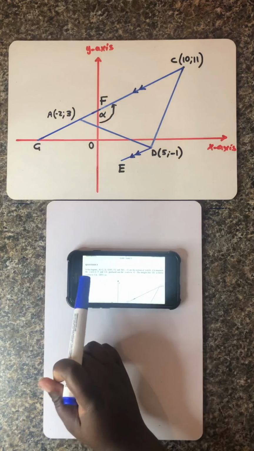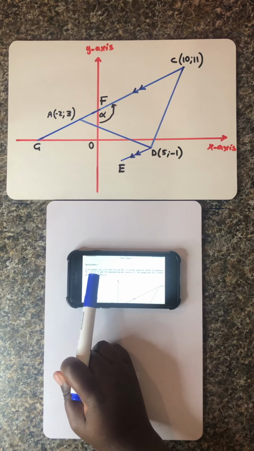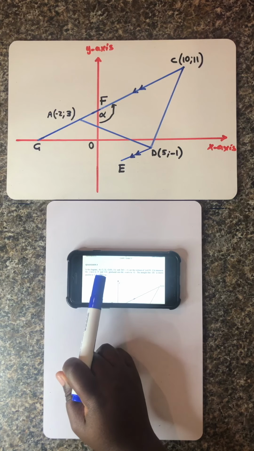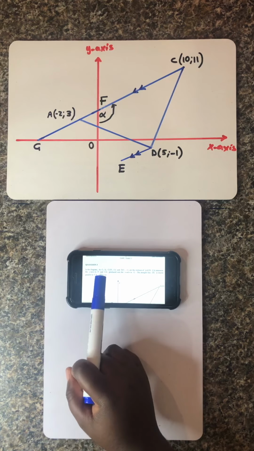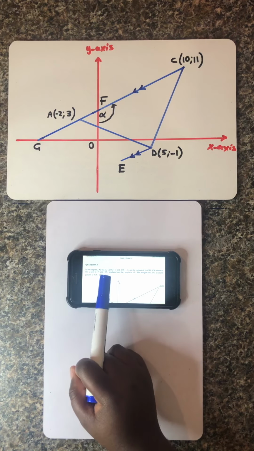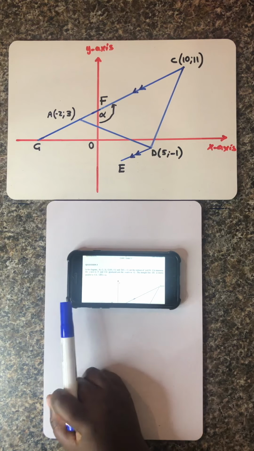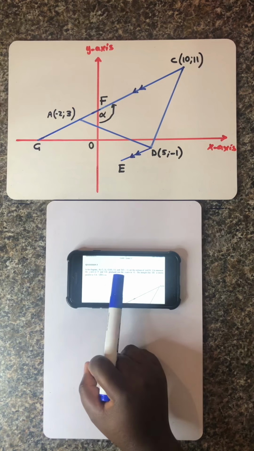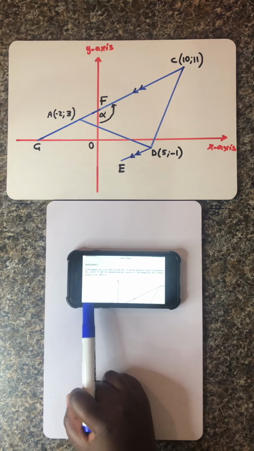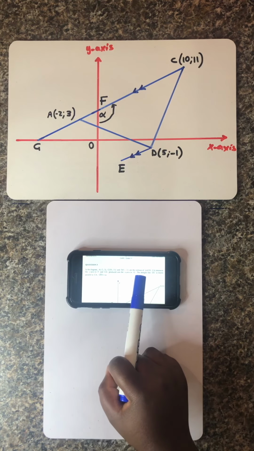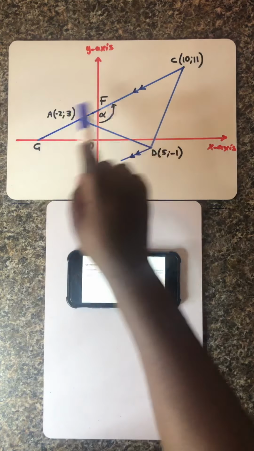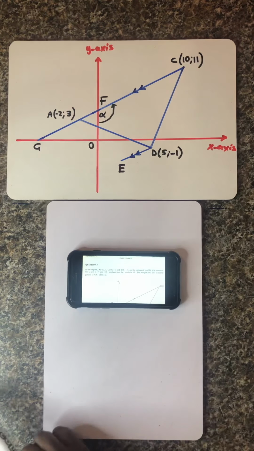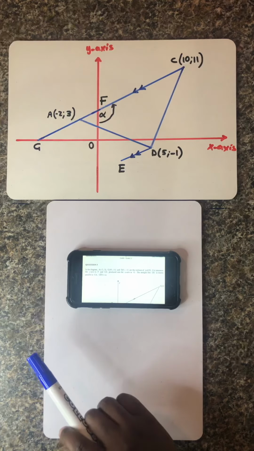So in the diagram, A(-2; 3), that means the coordinates of A are -2 and 3, C is (10; 11), and D is (5; -1). These are the vertices of triangle ACD. Okay, so they're just talking about that part of the triangle. Very, very much important, ladies and gentlemen.